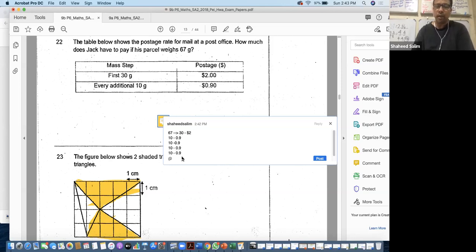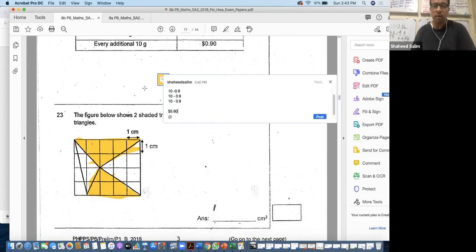0.9, 0.9, 0.9. So down here, if you add together, you get $5.60. Congratulations. So the answer is $5.60. Congratulations. All right. The answer key is wrong, actually. All right. What about this one now?